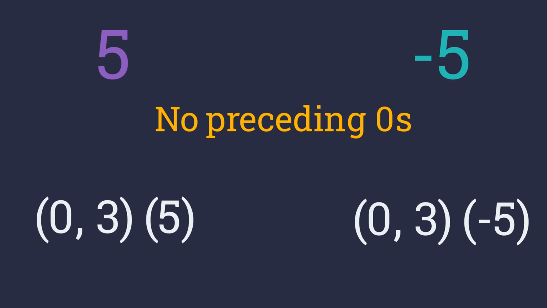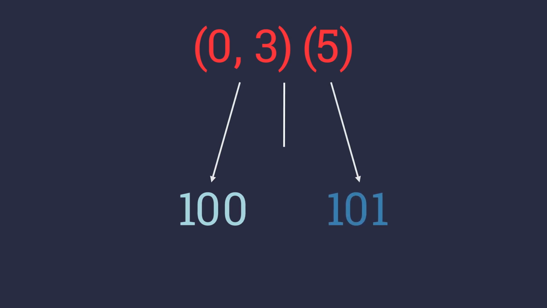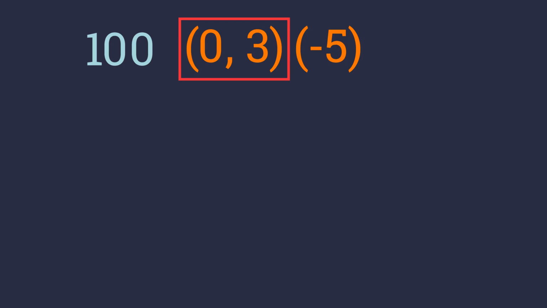Now, let's convert the first sequence to binary. 03 is represented as 100 in binary according to the Huffman tree. Binary or base 2 for 5 is 101. So the final encoding for 035 is 100101. 6 bits, that's it. Now, for 03-5, the pairing has the same value of 100. Let's look at the remaining part, minus 5.